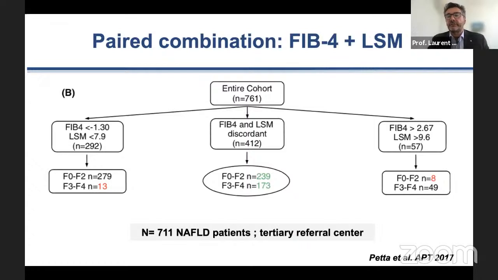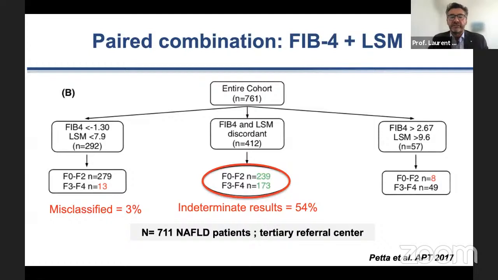The paired combination of FIB4 and liver stiffness using transient elastography has been explored by an international group led by Salvatore Petta, in 700 NAFLD patients from tertiary referral centers. You see that if your FIB4 is below 1.3 and liver stiffness below 8, the percentage of misclassified patients is very low, 3%. The issue is that you have a lot of discordant cases between FIB4 and LSM, with indeterminate results in 54% of cases.